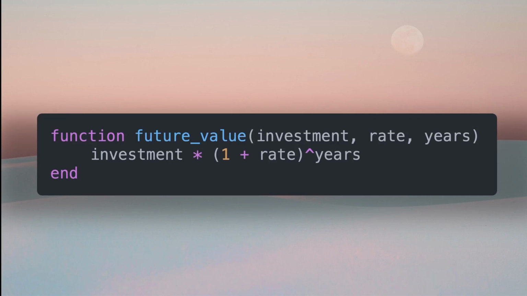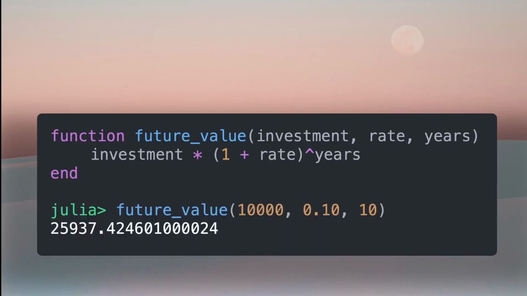Now we can define a function that will implement the formula for calculating the future value of our investment as shown here. So we start with the function keyword, then define the function name, future value, and we pass to the function three different arguments: investment, rate, and years. And inside the function body, we have the actual equation: the investment times 1 plus the rate to the power of the number of years.